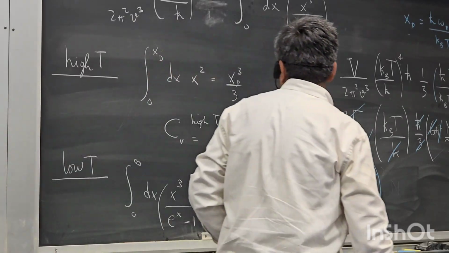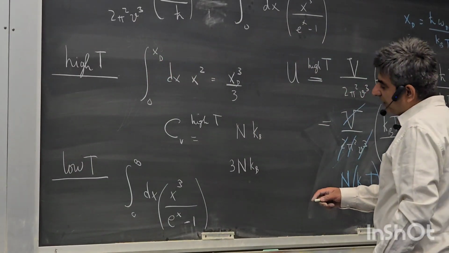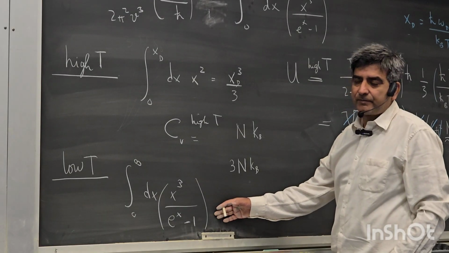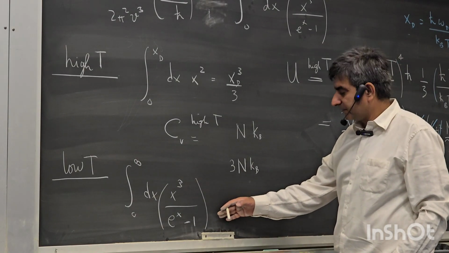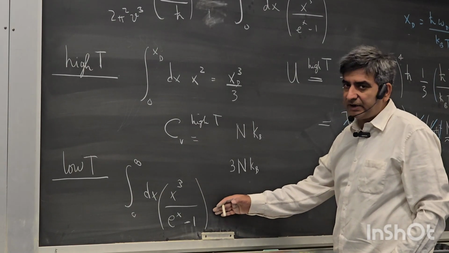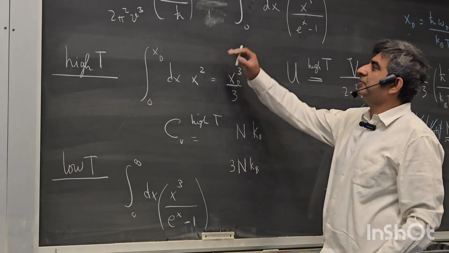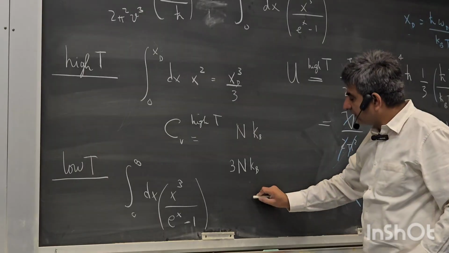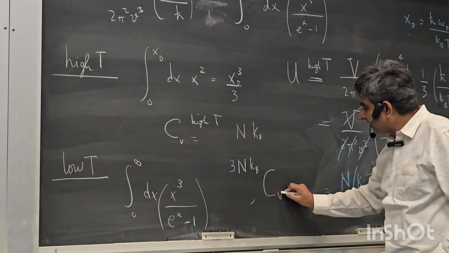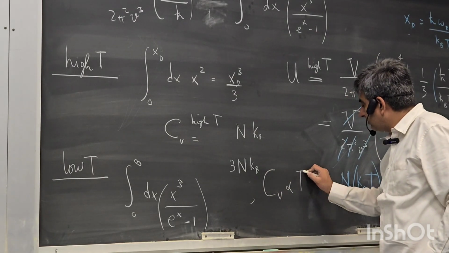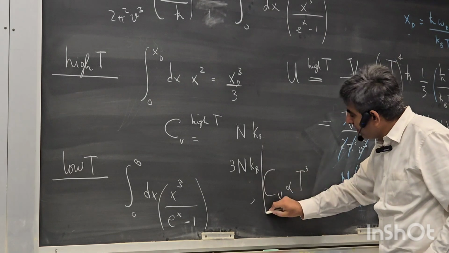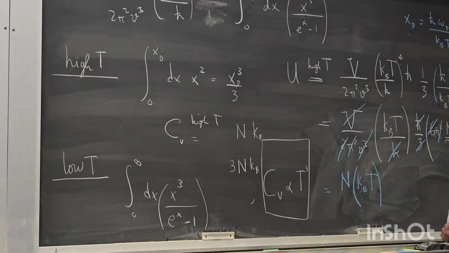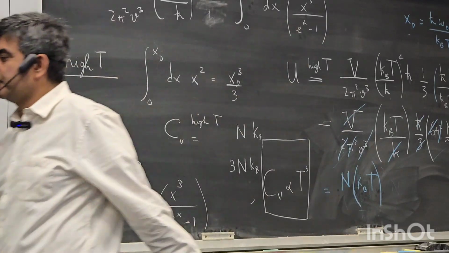And you can solve this integral in a simulator or by hand, and you get some value. That value will be pi raised to 4 over 15. You put that value into your energy, you differentiate with respect to T, and you'll find that your heat capacity is proportional to T cubed. Okay, so this is something I would leave as homework for you to do.